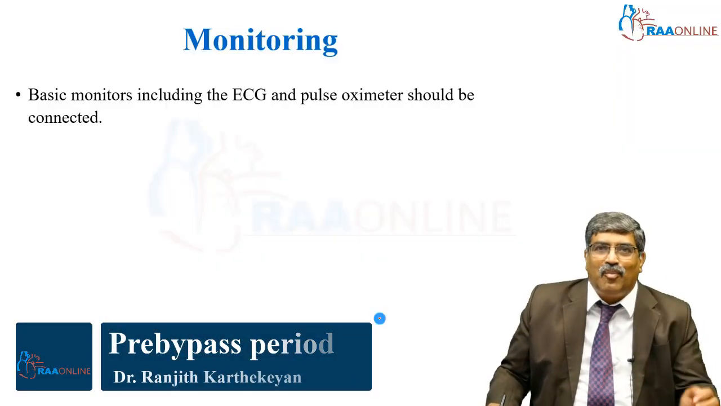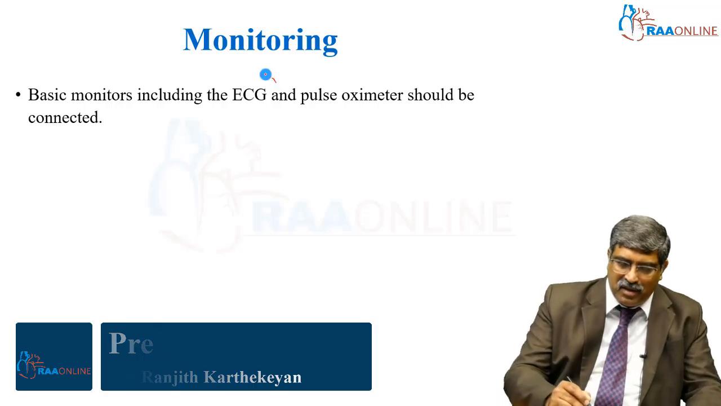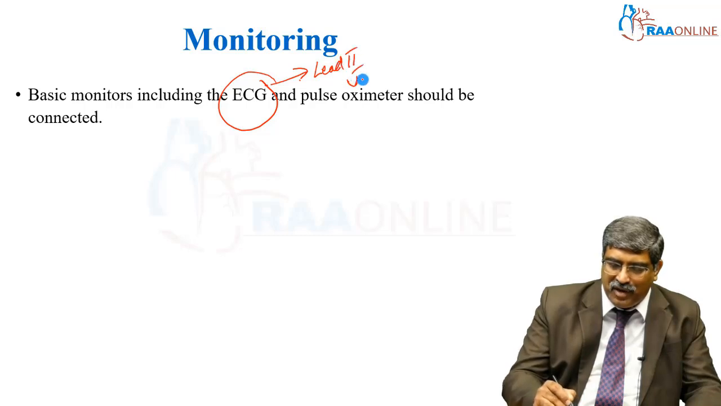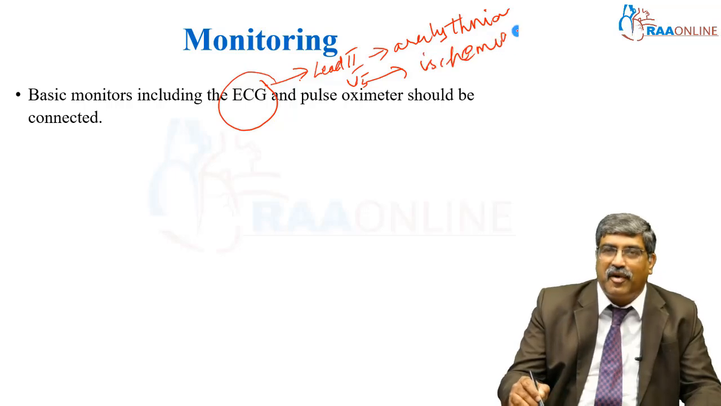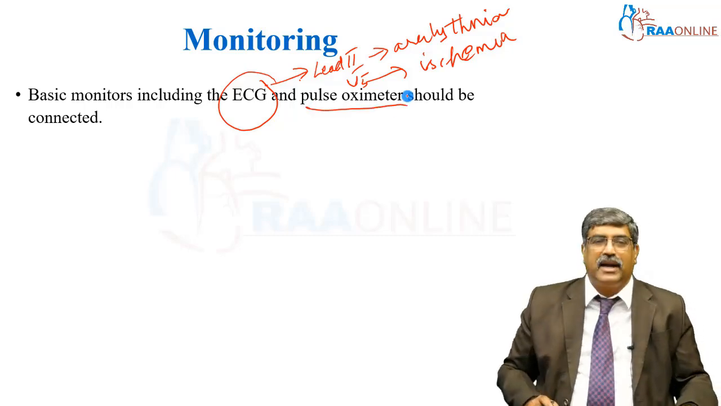Now coming to monitoring. What are the various monitoring in the preoperative period? Here the baseline is your ECG, where you go for lead 2 and V5. Lead 2 is for arrhythmia because your P wave is maximum at lead 2, and V5 for ischemia, and you go with the 5 lead ECG monitoring system, and pulse oximeter is also connected.